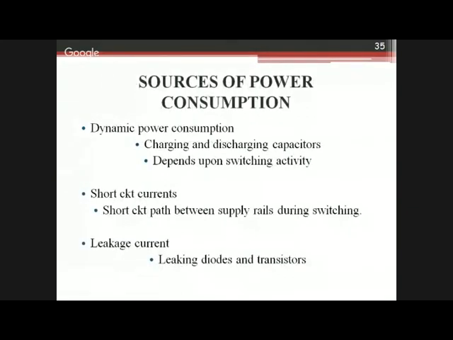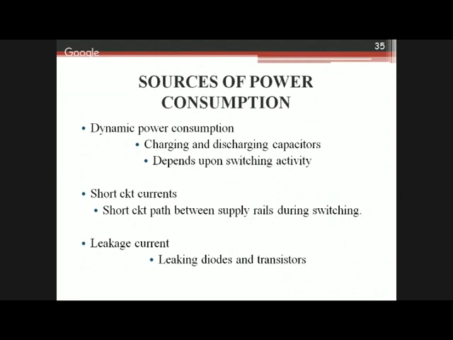What are the main sources of power consumption? One is dynamic power consumption. In dynamic power consumption, a lot of power is consumed in the charging and discharging of capacitors, and also in the switching activity, when your CMOS transistors are turned on and off.